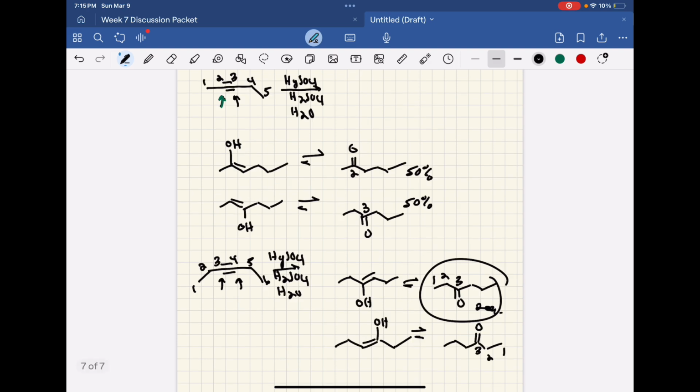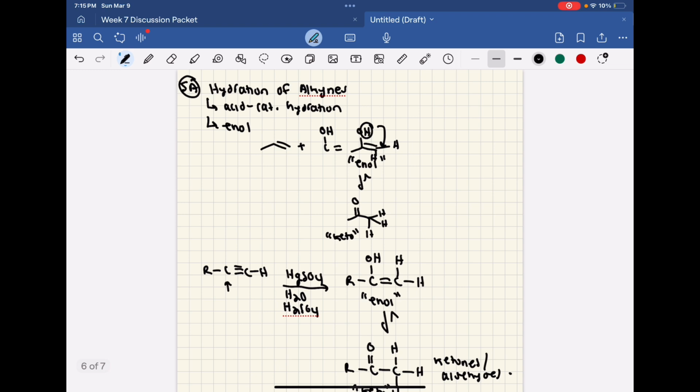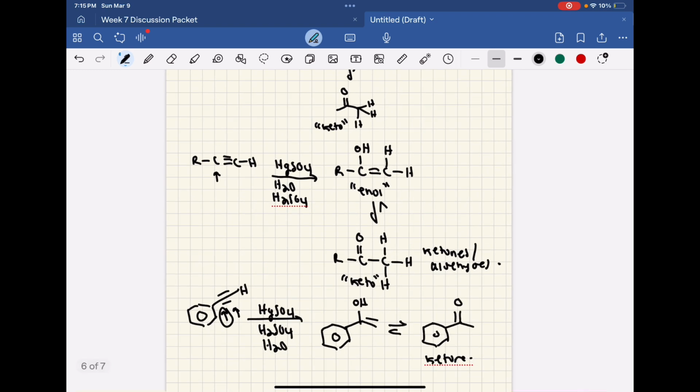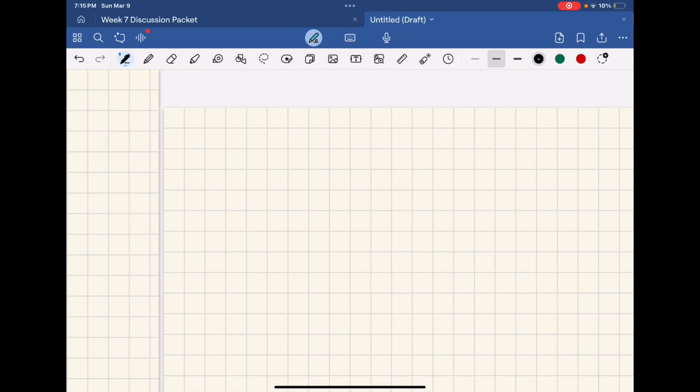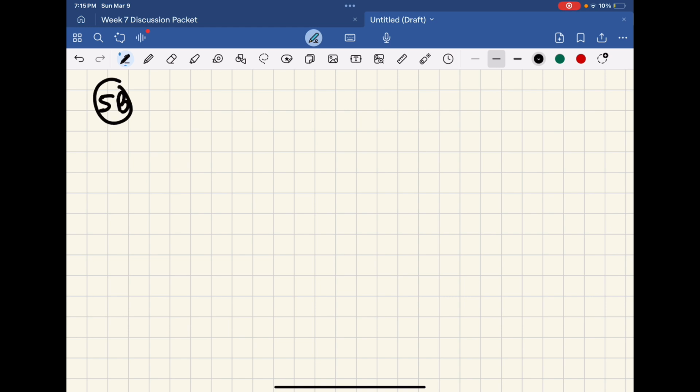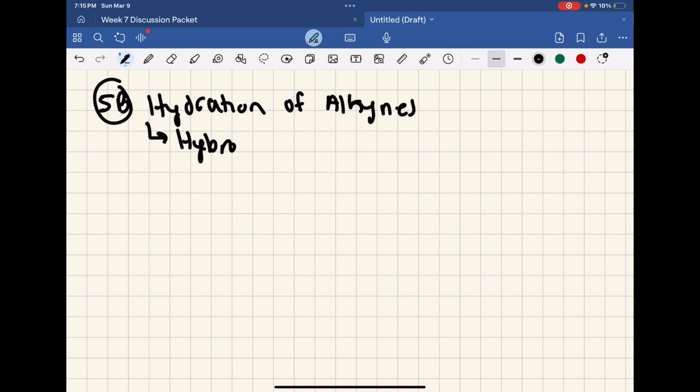Okay, so let's talk about the next reaction, the hydroboration version of this. So we just saw the acid-catalyzed hydration where it follows Markovnikov's rule. Let's show the anti-Markovnikov version of that. So this is going to be 5B. This is still hydration of alkynes, but this is the hydroboration version. Hydroboration, oxidation.